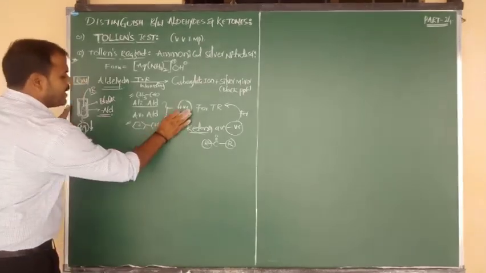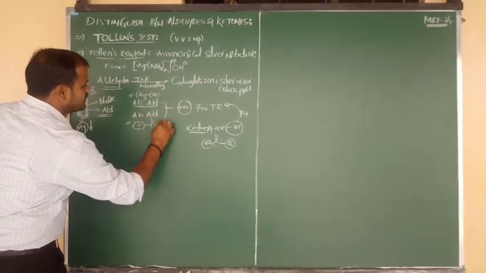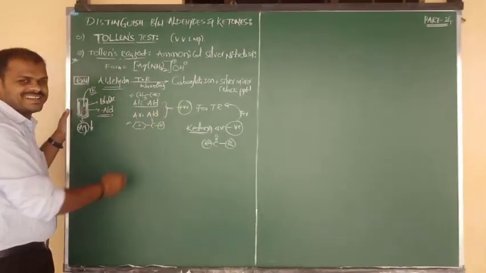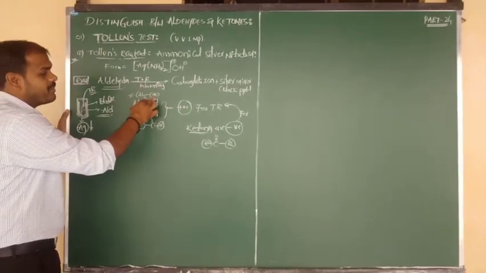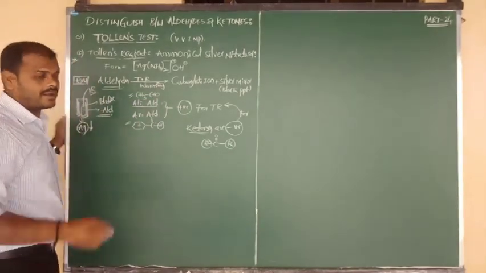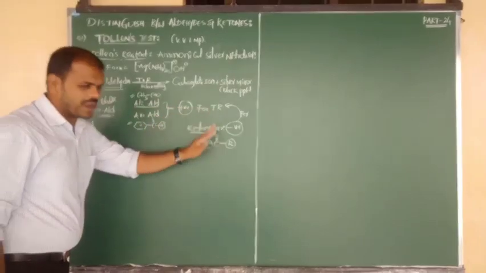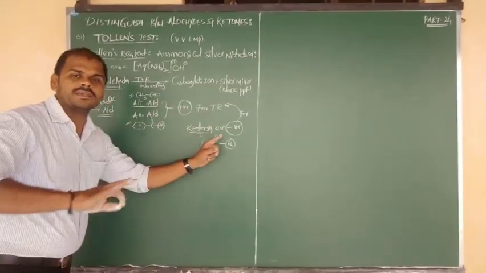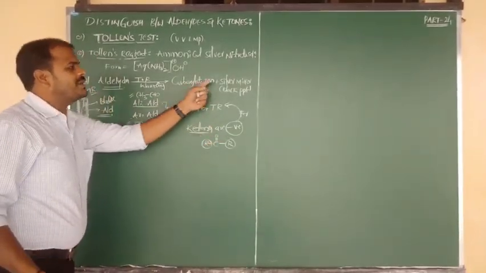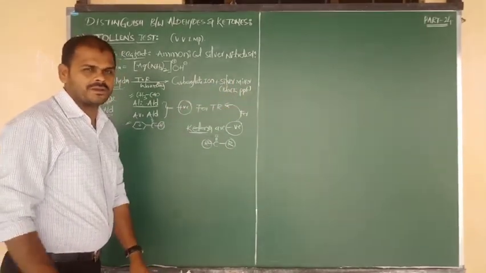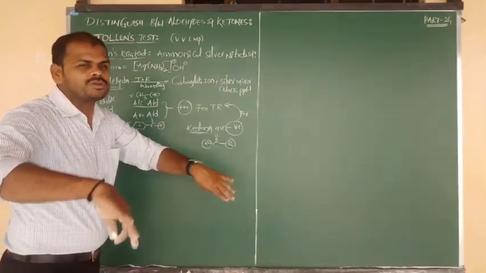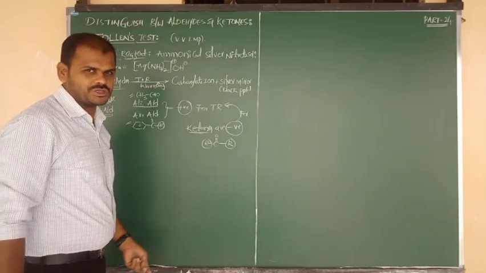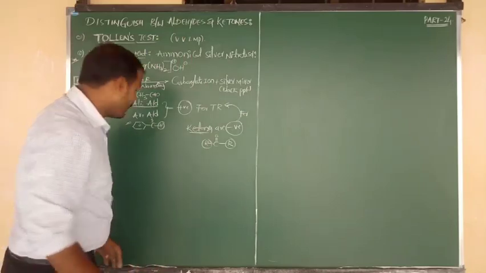First, suppose benzaldehyde. What is the formula? Benzene bonded to C double bond O bonded to H. Hydrogen is there. CH3 bonded to C double bond O, hydrogen is there. Like that. So aldehydes are positive for Tollens reagent, but ketones do not respond. On the basis of silver mirror and precipitate formation, we distinguish aldehydes and ketones. I hope you understand.